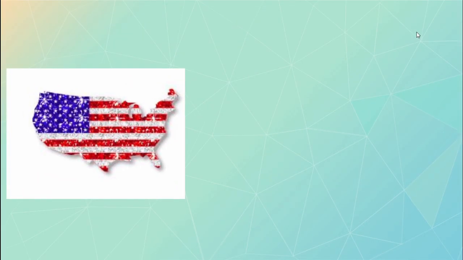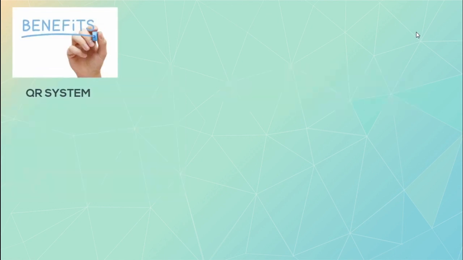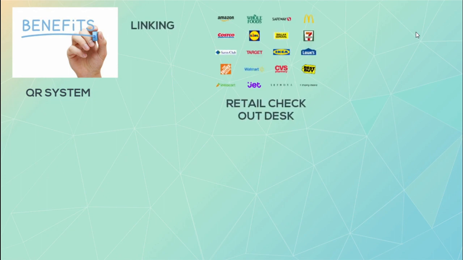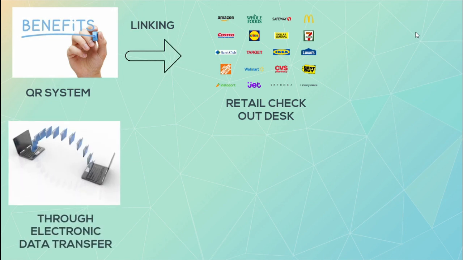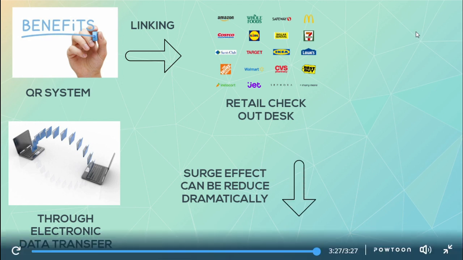In the United States it was estimated that the time from the end of the production line to purchase by the consumer in a retail store was 84 days for a typical dry grocery product. One of the benefits of a quick response system is that by linking the retail checkout desk to the point of production through electronic data transfer, the surge effect can be dramatically reduced. This fact alone could more than justify the initial investment in linked buyer or supplier logistics information systems.